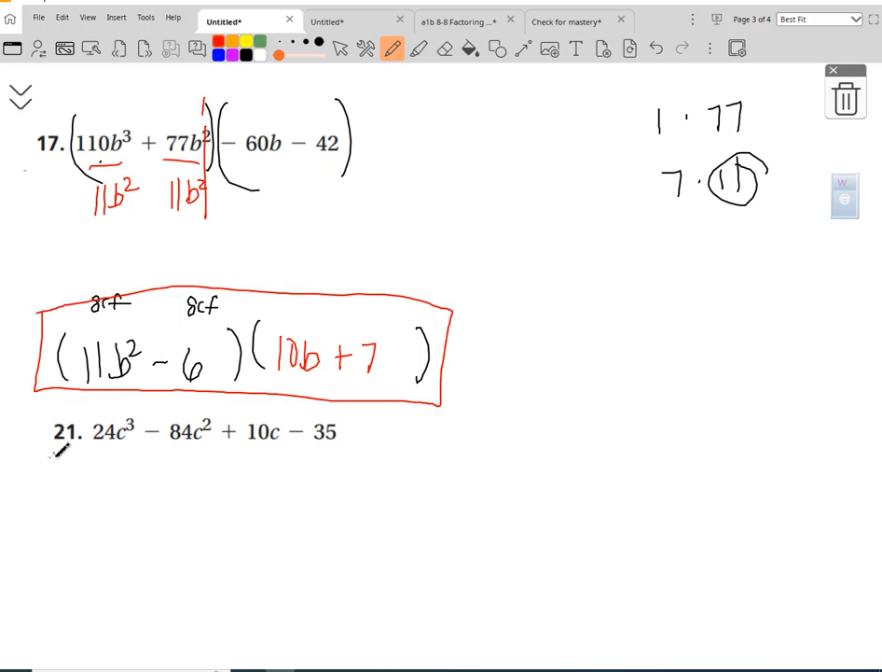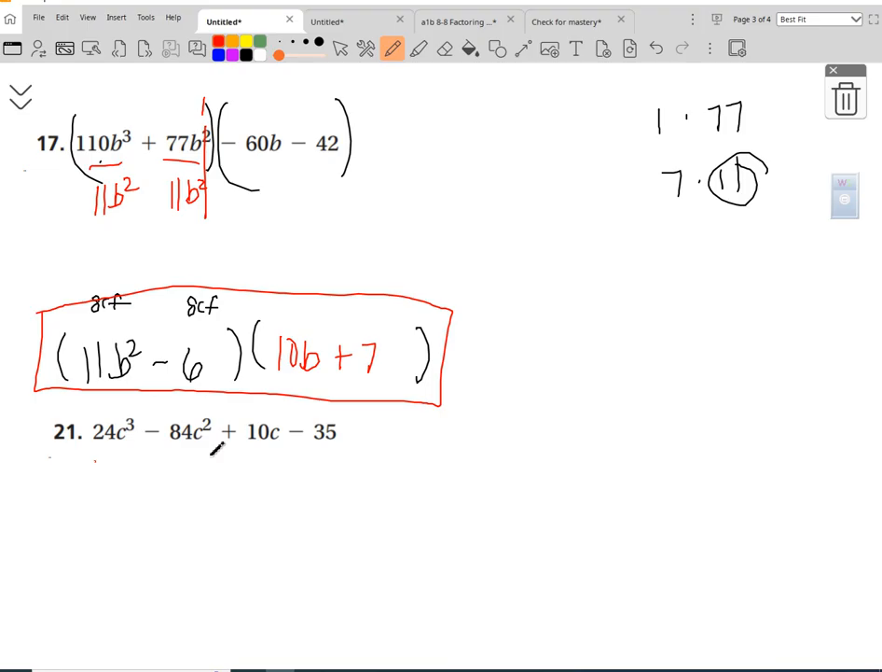Okay, so let's look at 21. Is there something we can pull out of all 4 terms? I know that there's not a variable. There's not a c in all 4 terms, so I can't pull out a variable. The only factors of 10 are 1 and 10 and 2 and 5. 2 is a factor of 24, but 2 is not a factor of 35. 5 is a factor of 35, but not of 24 or 84. So no greatest common factor.